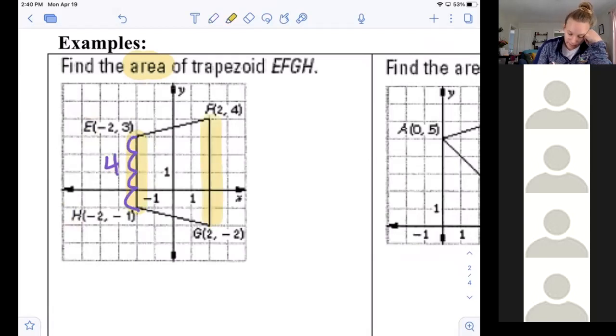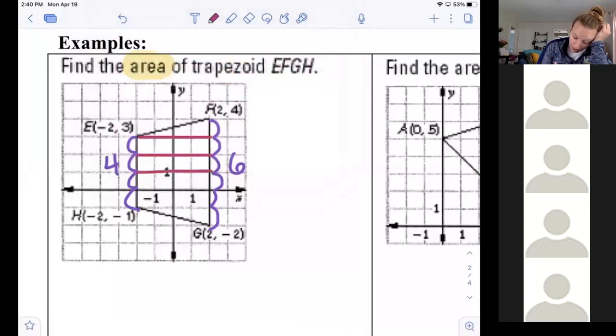Okay, seems simple. Let's look at the other one. This one's also vertical, so I'm just going to count 1, 2, 3, 4, 5, 6. 6 jumps. Also easy. Okay, one base is 4, one base is 6. Now the height isn't really a height in this case. It's going to be horizontal because if my 2 bases are vertical, then the perpendicular to that is horizontal. You can look at any of these horizontal lines, whichever one you want. I'm going to choose the top one because it is perpendicular to both bases. And if I do my little jumps, 1, 2, 3, 4, it is 4 jumps.